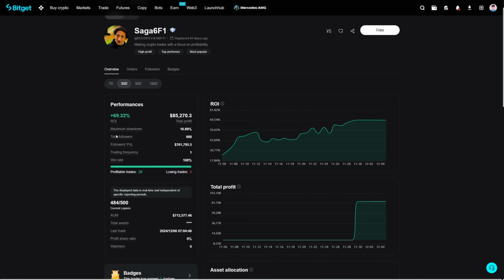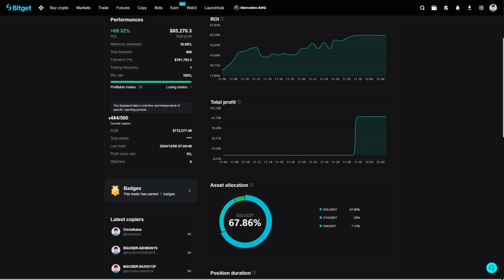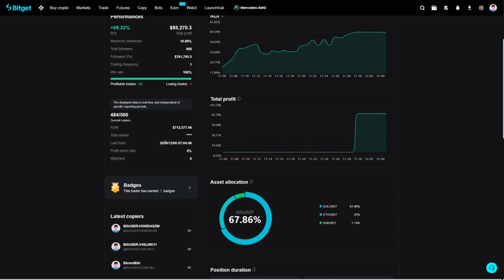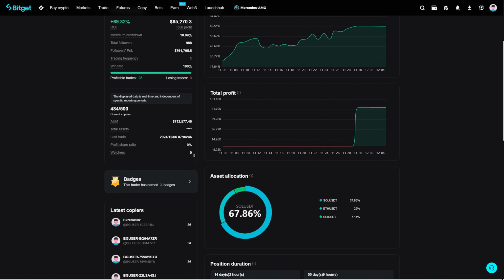On the left-hand side, we can see his performance overview. This is the same thing we also saw in the preview in the dashboard. Below that, we can see how many people follow this guy. Currently, 484 people follow this guy. Only 16 more people can follow this, so let's now follow this guy as well. The assets under management are 700,000. The most recent trade was today. The profit share ratio is 0%, which means we get to keep all of the profits.